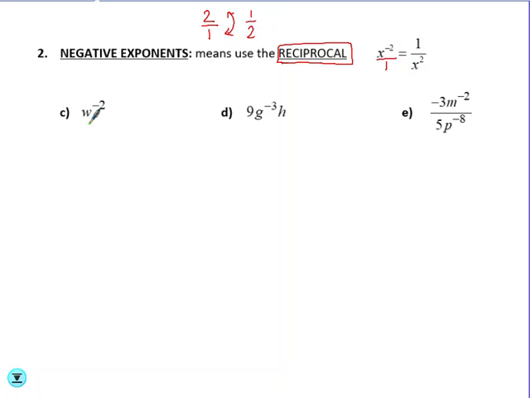First, we have w to the negative 2. This is basically the same thing as our first example. We have a negative exponent, so we need to take the reciprocal, and our exponent becomes positive. So we just have 1 over w squared.